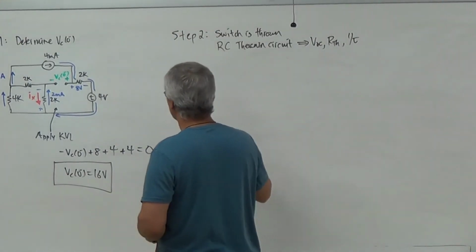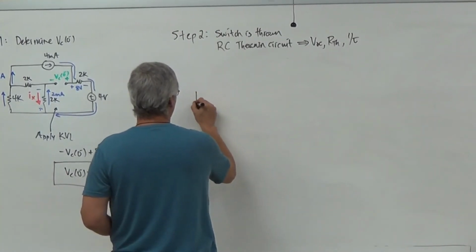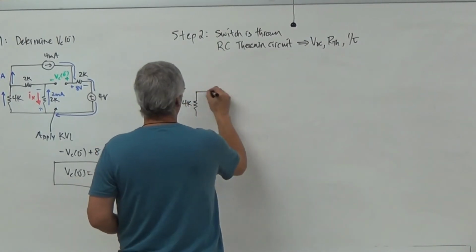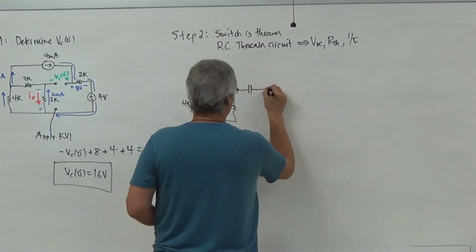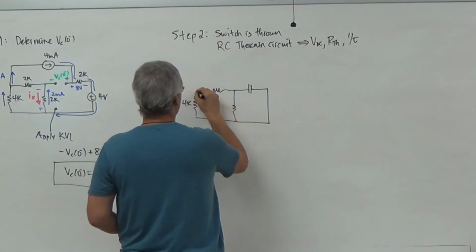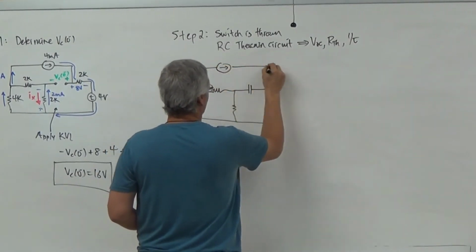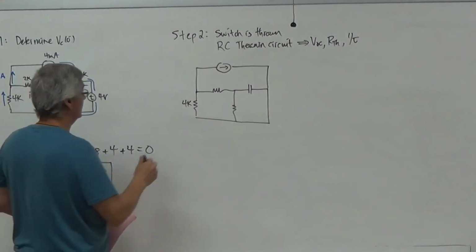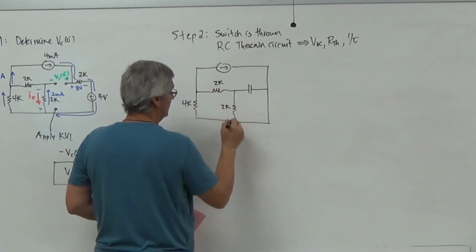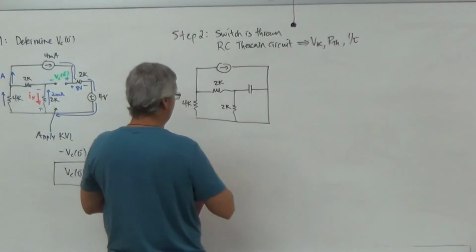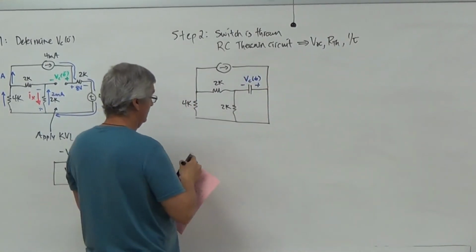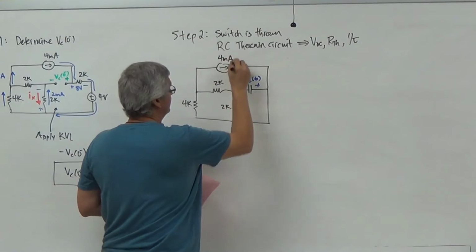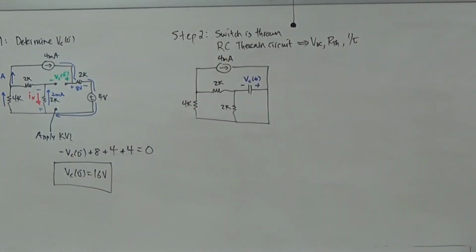So now, here's my circuit now. So I'm going to keep my circuit the way I had it before. I have a 4K, 2, here's my cap, and then I have my current source right here. Right? So I got a 2K, and then I'm looking for the voltage of this guy, which I defined here to be VC of T right here. And this is 4 milliamps. Right? Let's make sure. So the switch is thrown, that kills off. So this is my circuit now.